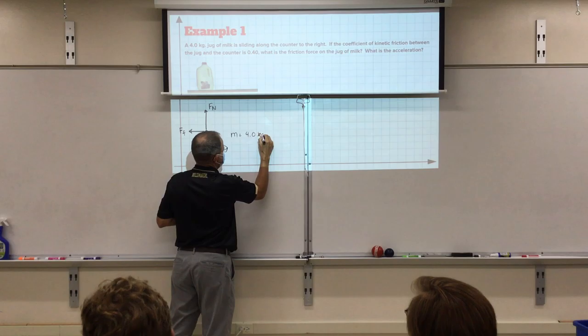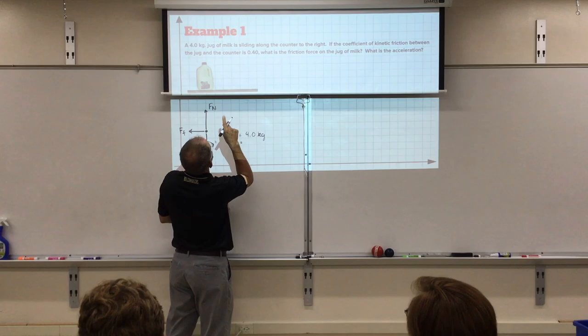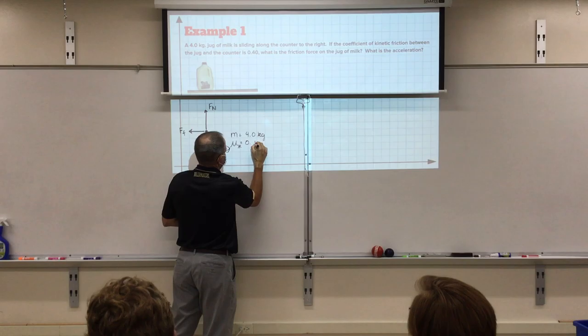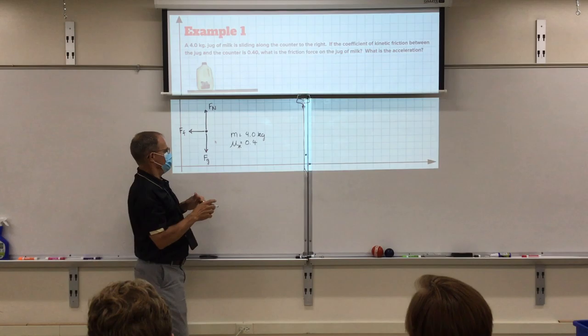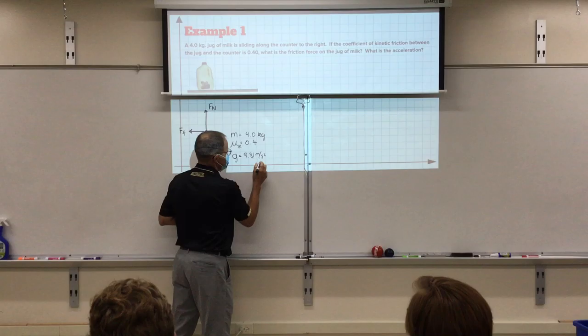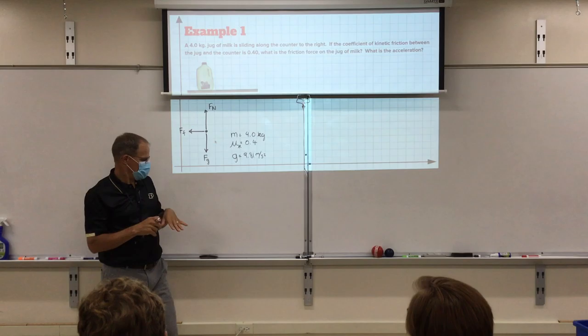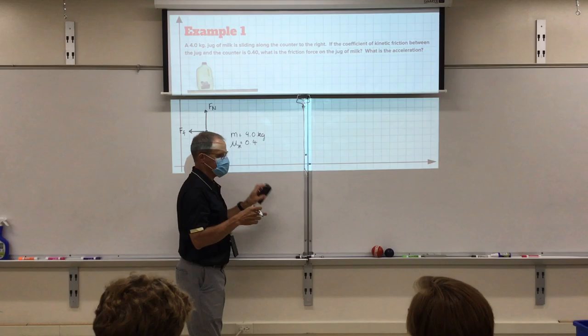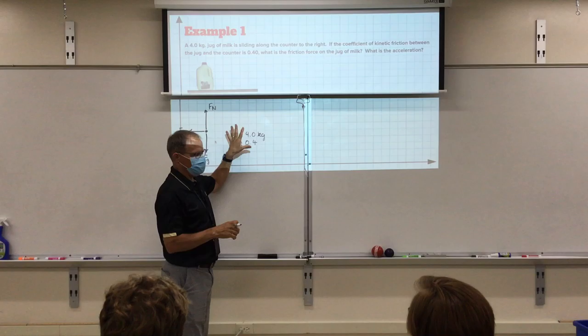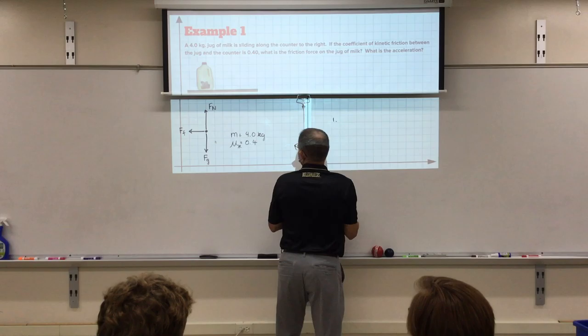Let's jot down what we know. What is the 4.0? It's the mass. So we know the mass is 4.0 kilograms. And I think we know the coefficient of kinetic friction, mu sub k, is 0.4. I think that's all we know, right? Now, you can put g equals 9.81 meters per second squared in there, but it's actually not a variable. It doesn't change, so we typically don't put it in our variable list. It's a constant. We're going to use it, but it's not ever going to change unless you go to a different planet. So that's what I got.